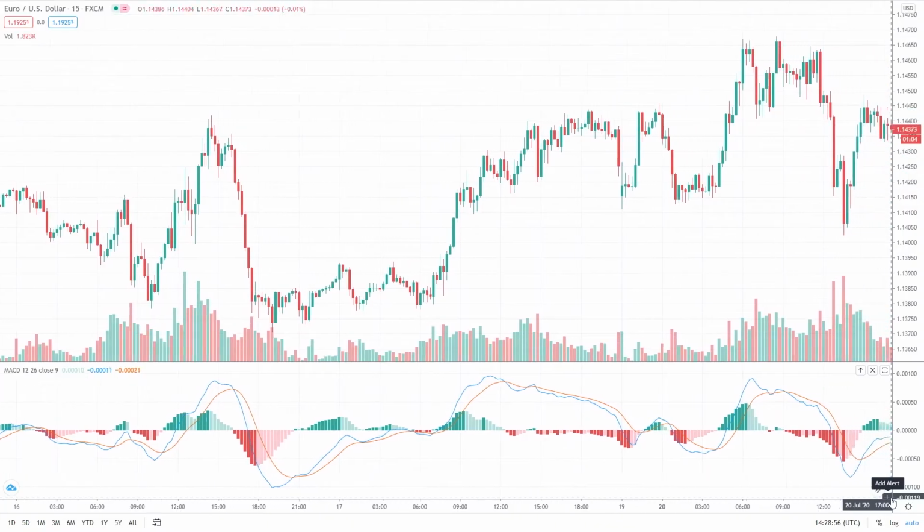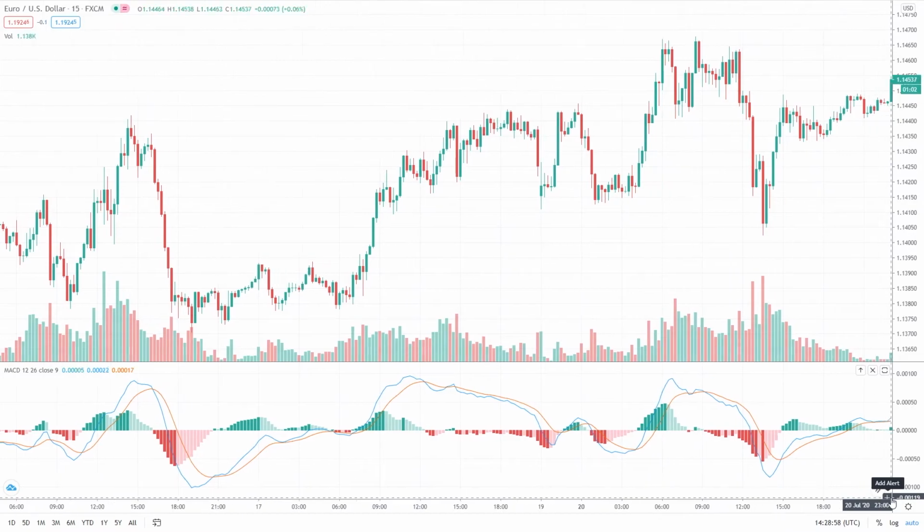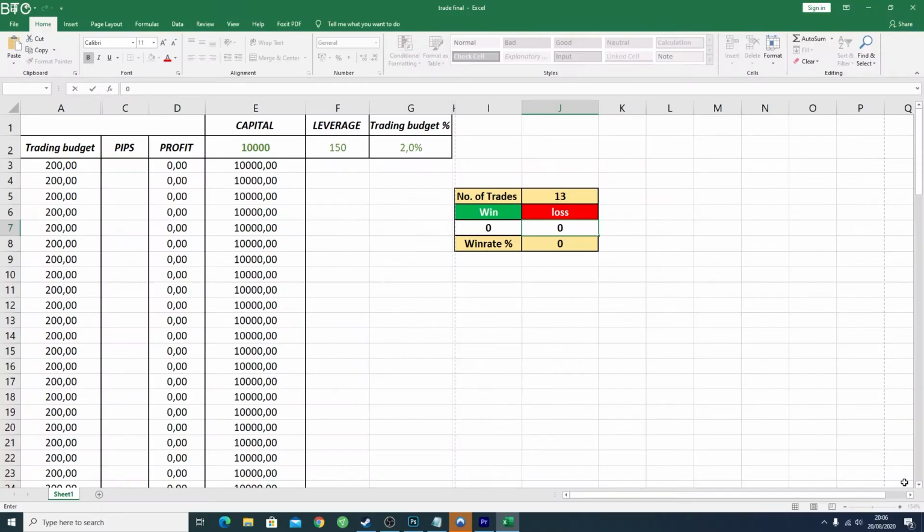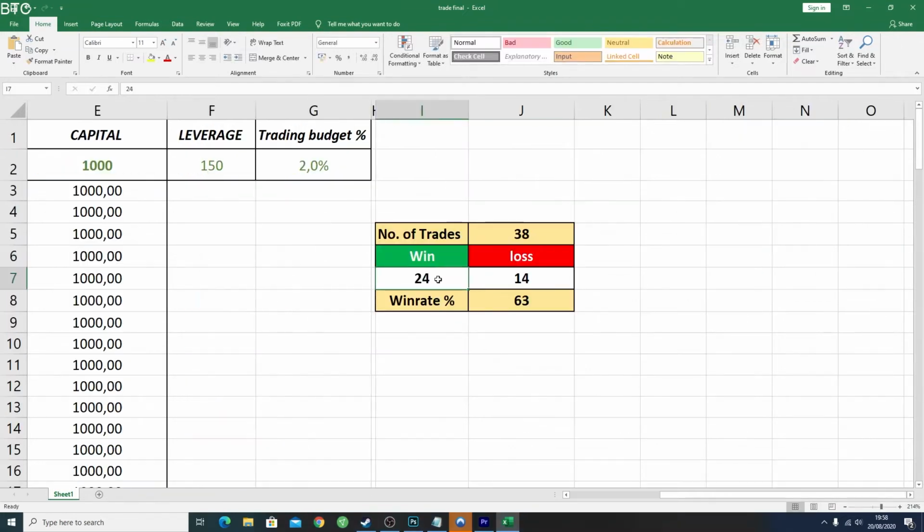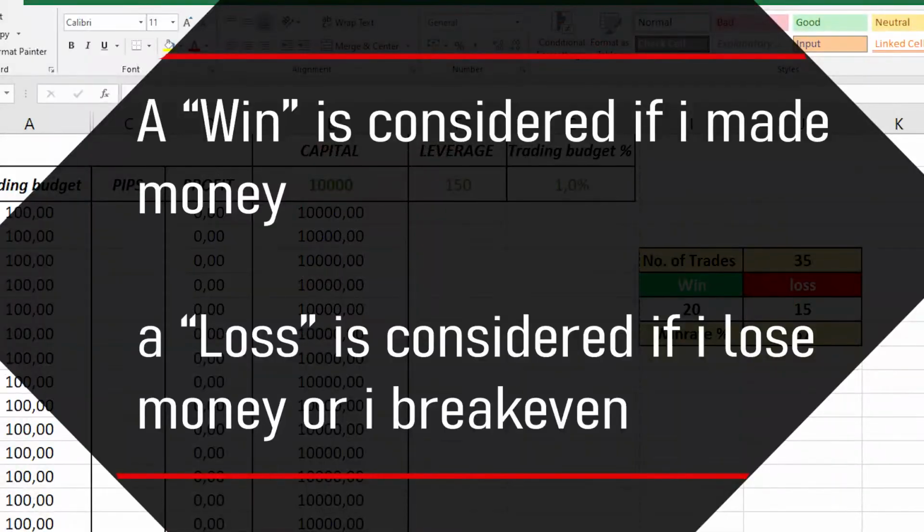I'm gonna be using the Euro USD 15-minute chart for this backtest. So here's an Excel sheet that I created to record this backtest. Here I can insert how many wins and losses I already got, and it would automatically calculate the win rate. So I'll consider a win if I make a profit. It does not matter how many pips I got. If I got a profit, I'll consider it a win. However, if I get a loss or a break even, I'm counting it as a loss.